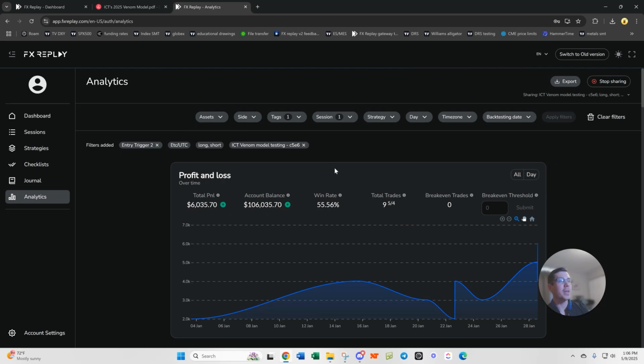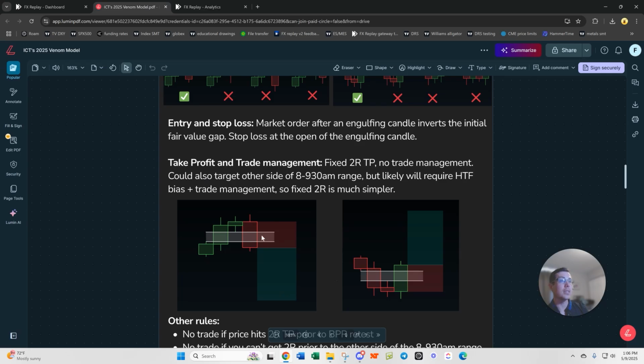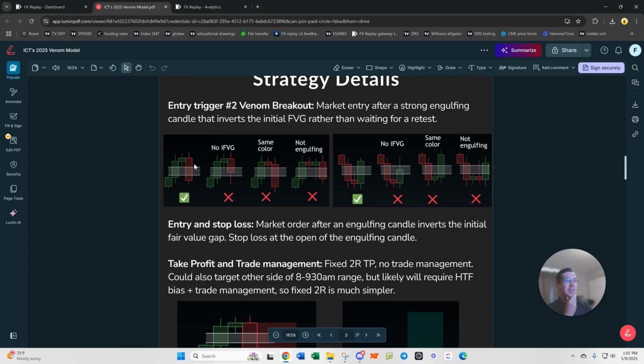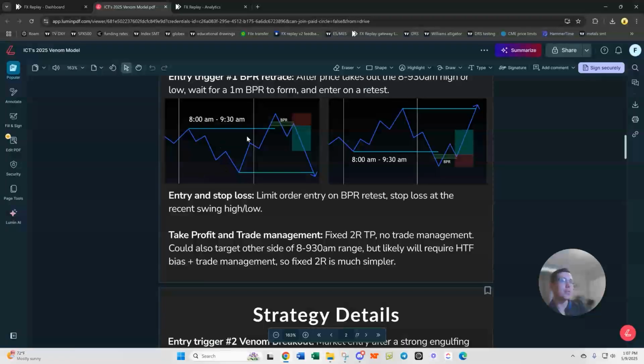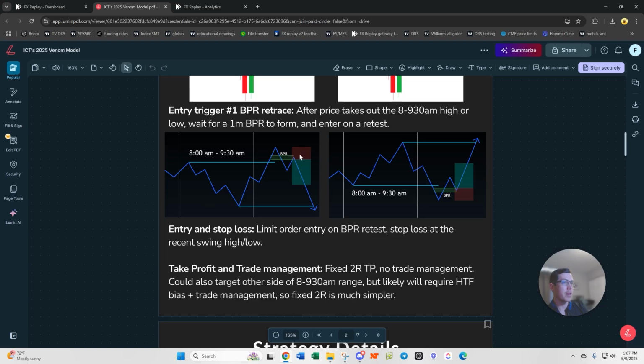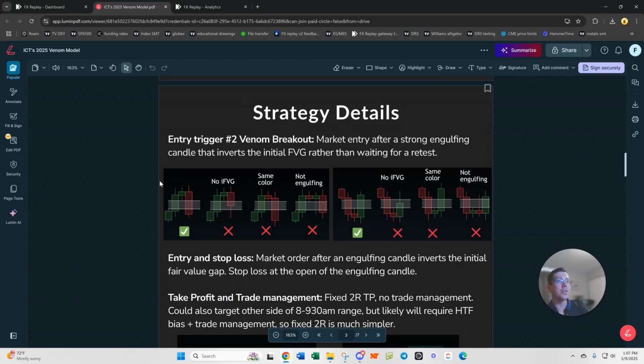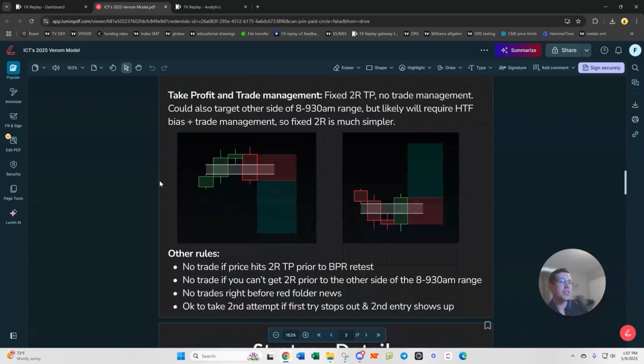So I definitely think that this second entry trigger is going to be really important, especially with gold today from my testing. We'll see how it goes the rest of the session, but it's possible that for gold during London session, this might be the only entry trigger that you want to use. I'm not sure that this BPR retest is actually profitable on gold using the same criteria in London session. So that's the gist of the model. There's a couple other rules that I came up with.